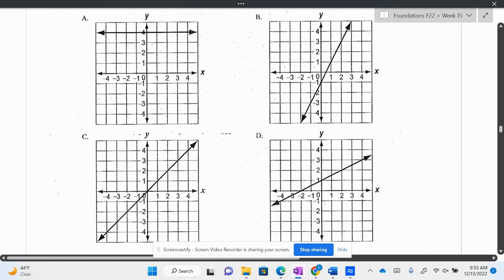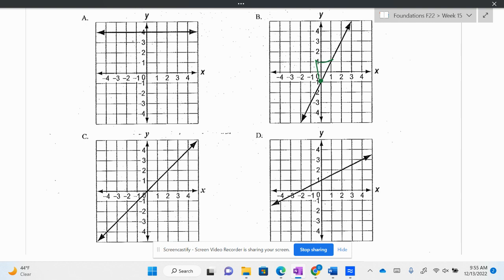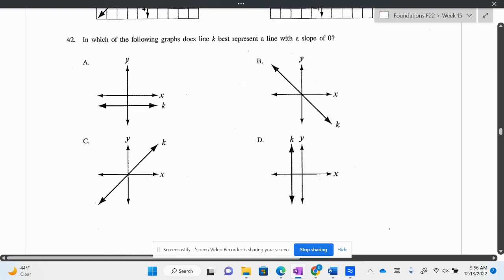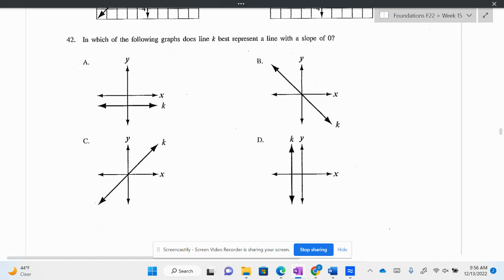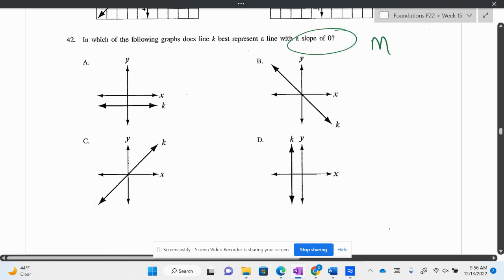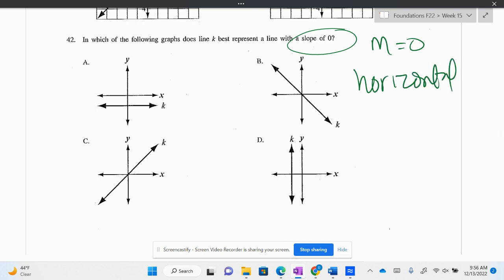Which one has the greatest slope? Well, the greatest slope means that it increases the rapidest, right? So this has a slope of 2. This has a slope of 1. So this has the greatest slope. Which graph does line K best represent a line with a slope of 0? So slope of 0 means that it is horizontal, no rise.